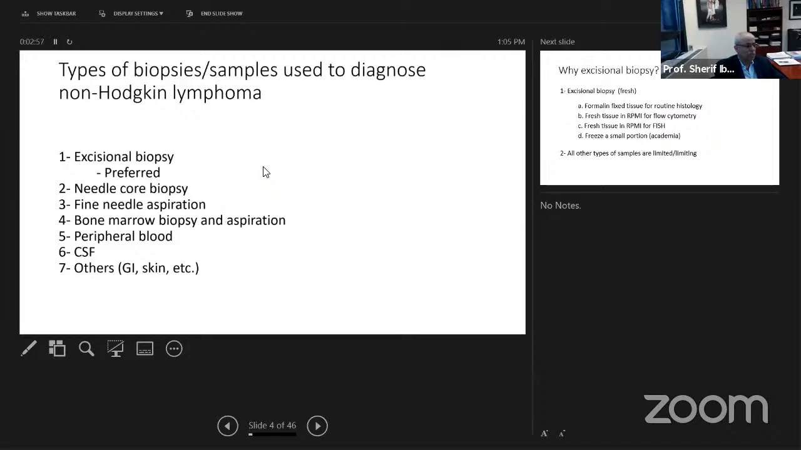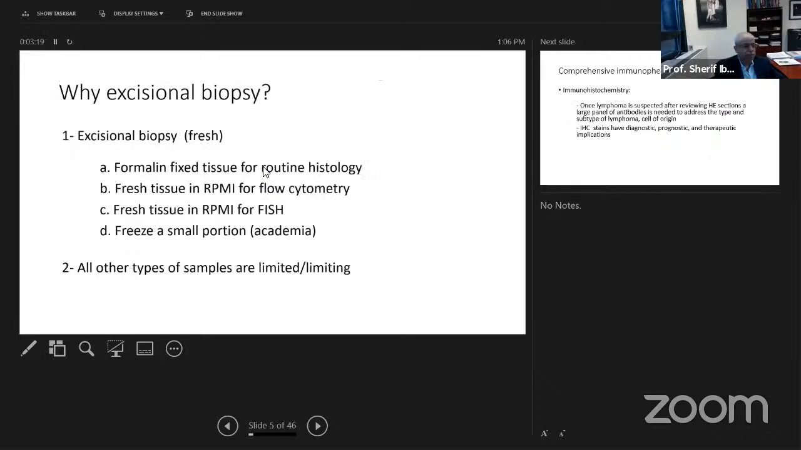Sometimes the diagnosis you can find in bone marrow and peripheral blood during staging. And quite often in CNS lymphoma, or if you have lymphomas that involve the CNS, then CSF is important. However, flow is also essential here. Sometimes we get lymphoma of the GI or skin, and those are the biopsies we get.